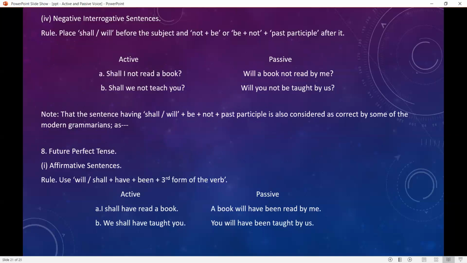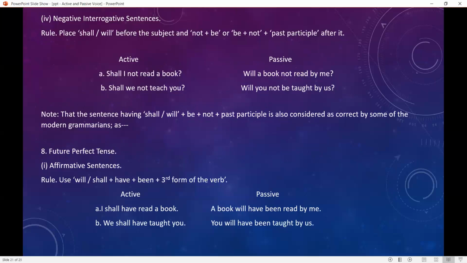Under future perfect tense, affirmative sentences, the rule is use will or shall plus have plus been plus third form of the verb. Under active, I shall have read a book. We shall have taught you. Under passive, a book will have been read by me. You will have been taught by us.